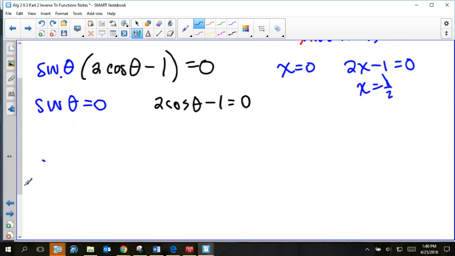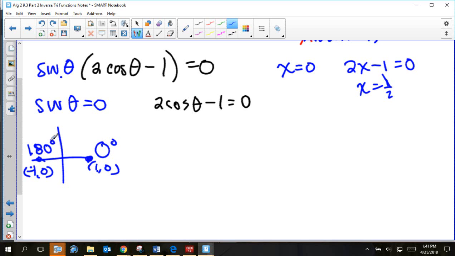So I like pictures to help. I have to think about where sine could possibly be 0. Remember, sine is y. Where on this unit circle is y 0? On the x-axis, in 2 places, at 1, 0 and at negative 1, 0. So what degrees is the first one? 0 degrees. What degrees is this one? 180. So we answered that one. 0 and 180 are the answers for this part.